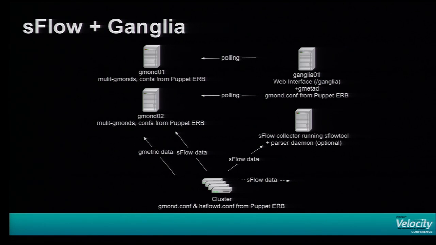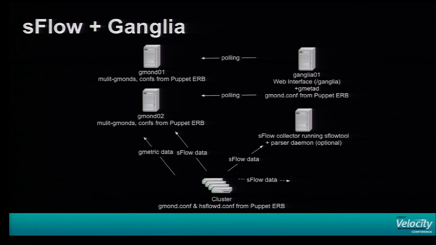So those go out to our redundant gmond servers. We have multiple gmonds running on each of those, one for each cluster. And again, all that stuff is generated out of Puppet ERBs. And then for those of you familiar with Ganglia, we have our main Ganglia server, which is running gmetad, and that does polling of the gmond servers, whoever's up, and collects the metrics and writes them out to RRDs, and that configuration is also generated out of Puppet ERBs.